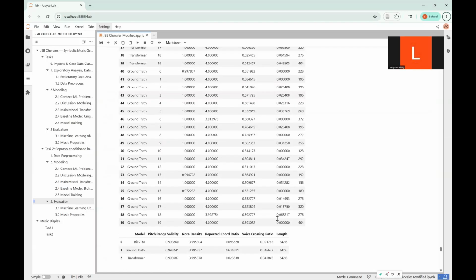In this table, we compare their scores on the evaluation of the music properties. Both models have very high pitch range validity of 0.99, the same note density of 3.995, and length of 242.6. The transformer has 2 times more voice crossing and 3 times lower repeated chord ratio compared to the bidirectional LSTM, meaning that it changed harmony more often than the baseline, with more variation in harmony chords. So the main takeaway from this table is that the bidirectional LSTM is stronger on prediction accuracy than the transformer, while the transformer still produces valid harmonies.